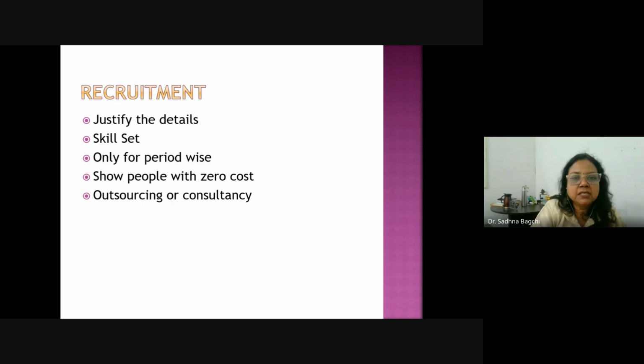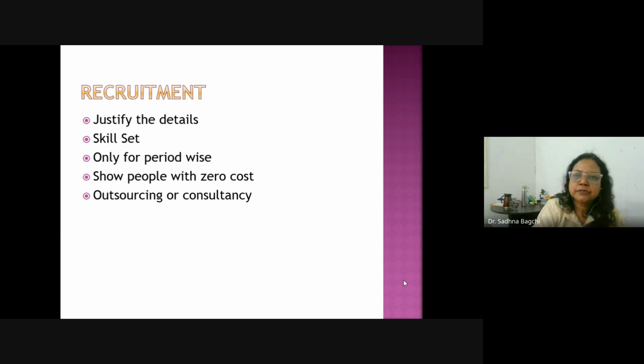So justify the detailed skill set. What is the skill set required for the particular period? People with zero cost: if you are the principal investigator, then actually you are not drawing any type of remuneration from this. So naturally your cost will be zero.